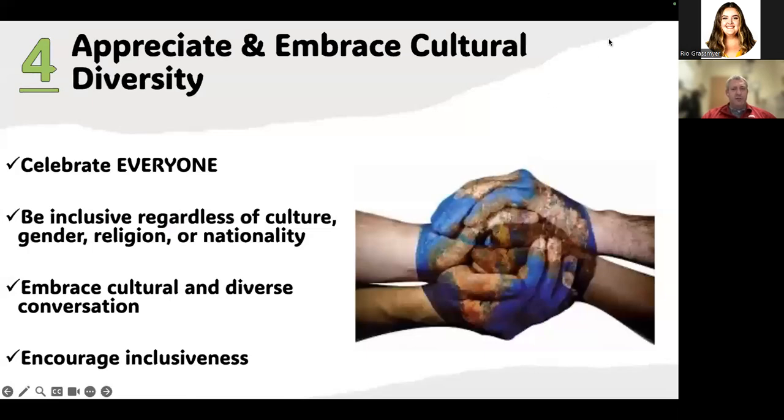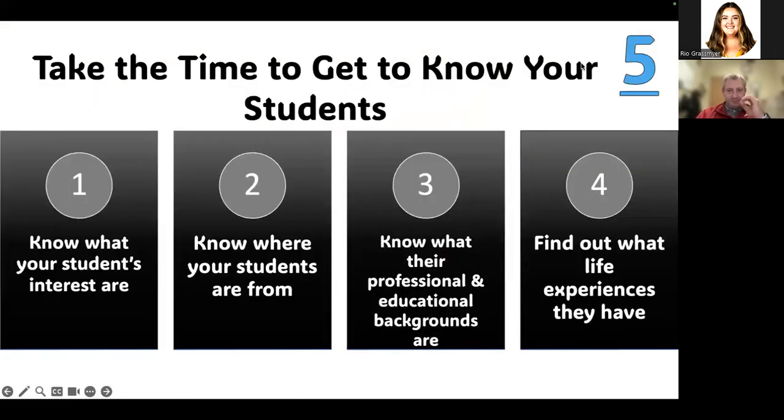Embrace the culture. Celebrate everybody. Be inclusive, regardless of culture, gender, religion, nationality. These are things we're already doing, but you need to go a step further, folks. You need to encourage this inclusiveness. You need to encourage people to love everybody. You need to encourage them to step outside of their comfort zones because of where they came from. They may be a little bit afraid of where they're going with this. So we need to make sure that we are encouraging this inclusiveness.